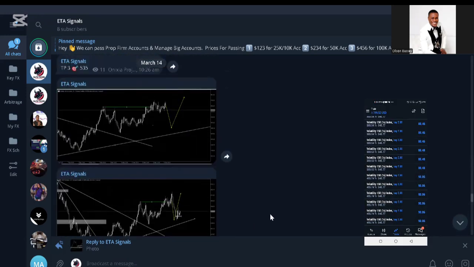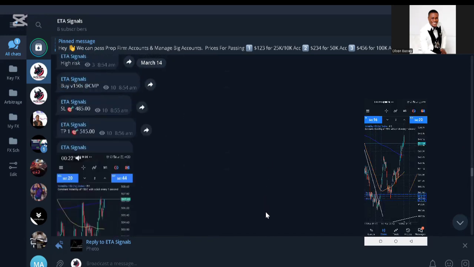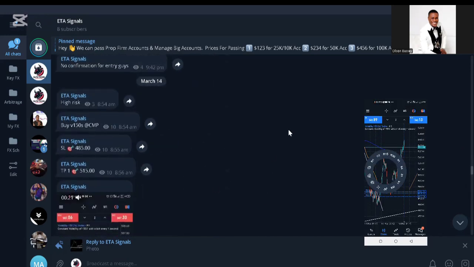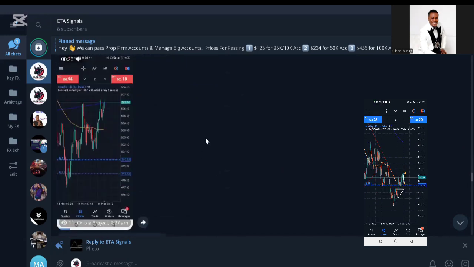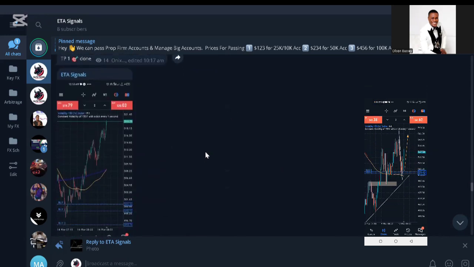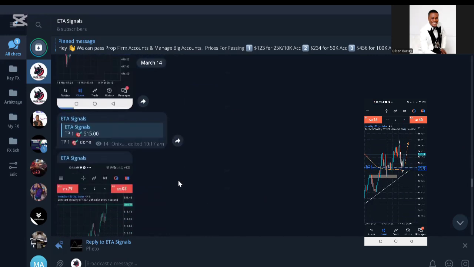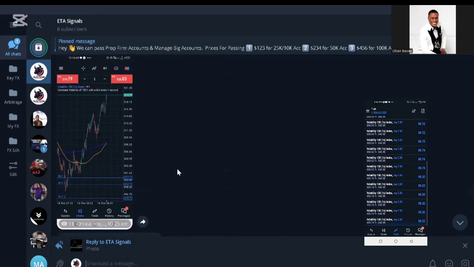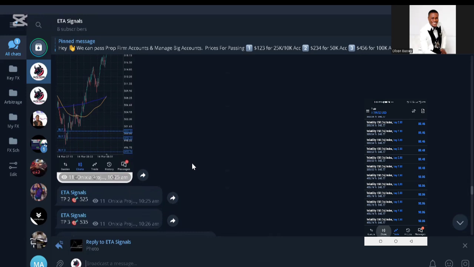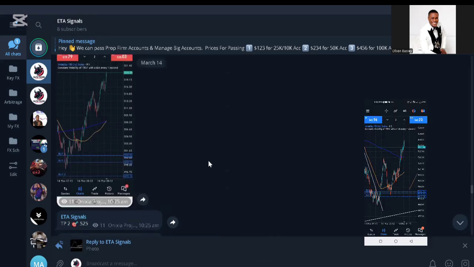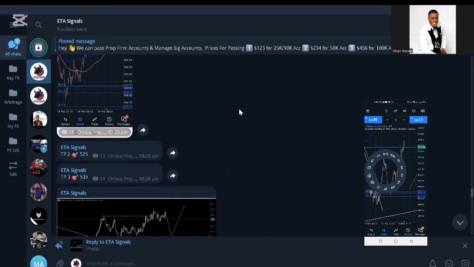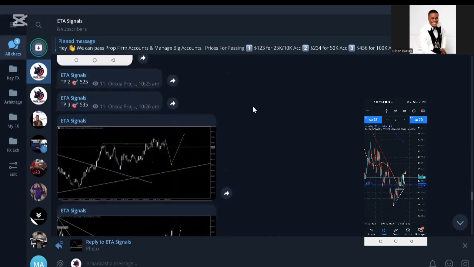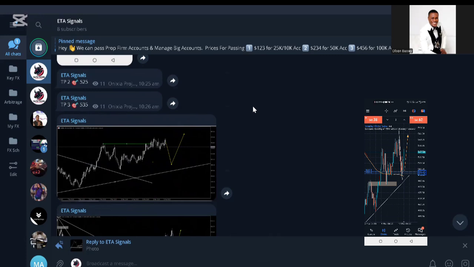So we have TP1, you can see the entries there. We can see price move quickly to TP1, and you can see, nicely done. No struggling or whatsoever. We gave TP2 and TP3. And before this was the projection on this trade.